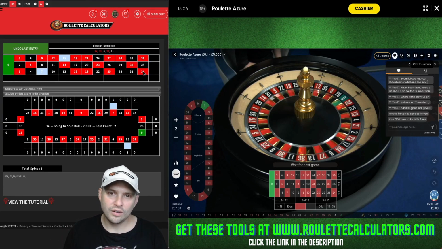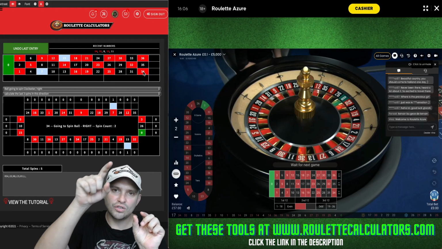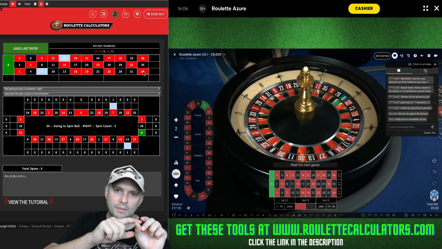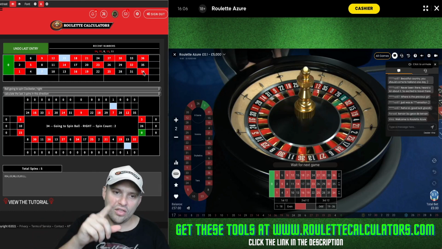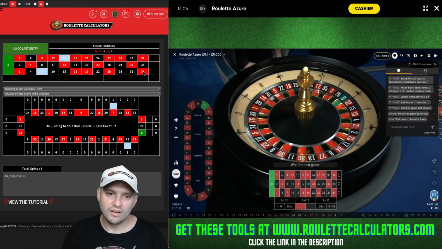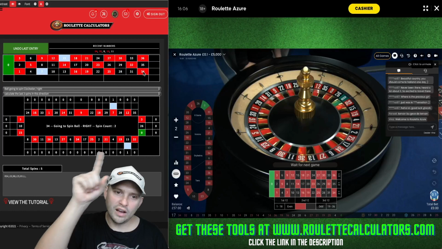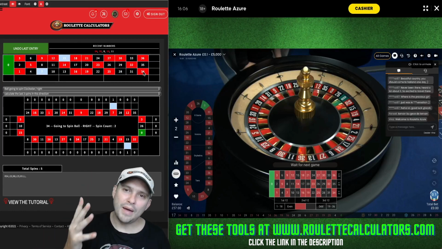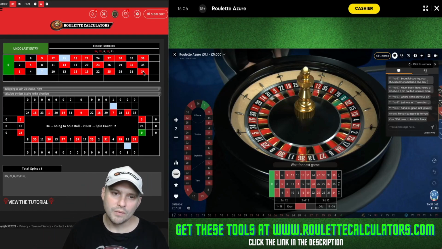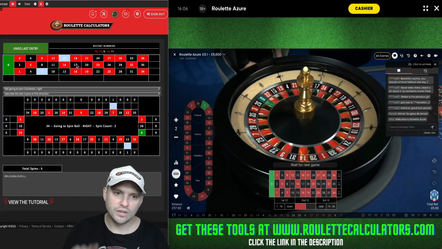What I'm focusing on is where the dealer spins that ball from. It measures the distance around the wheel from where they spin to where the ball lands, and that's what the calculator is keeping track of. So it's measuring the distance from where that dealer spins the ball from to where the ball lands, and then these numbers are highlighted based on that previous information. So we're tracking 3 of those results.